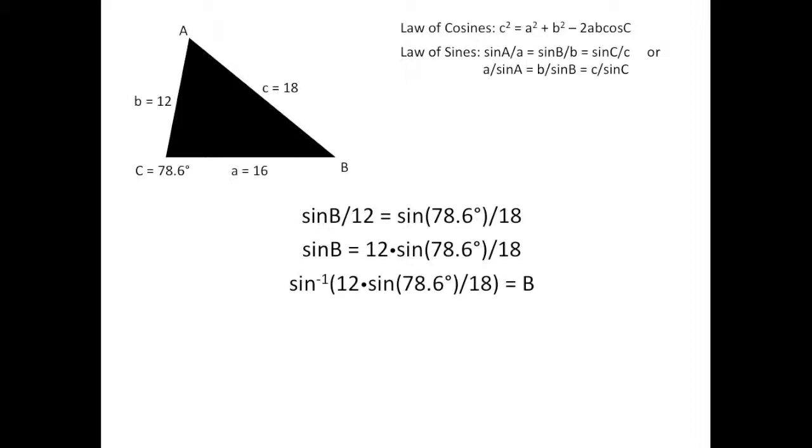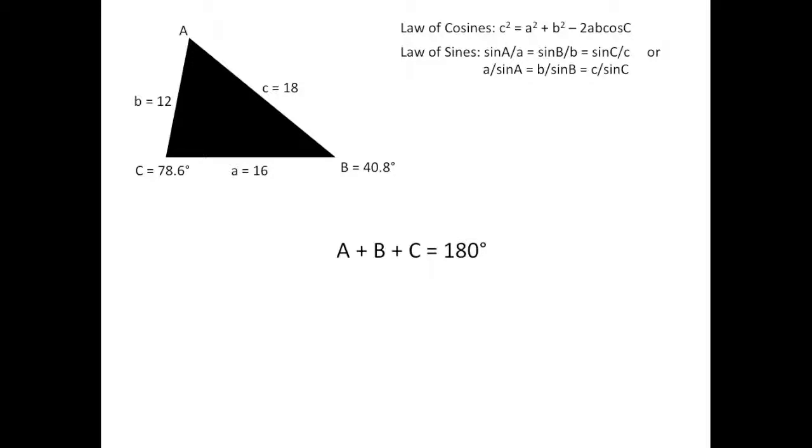Then we take the arc sine of 12 times sine of 78.6 degrees divided by 18, and that will give us the value for angle B. So B is equal to an irrational number starting 40.80, and we round angles to the tenth place, so B is equal to 40.8 degrees.